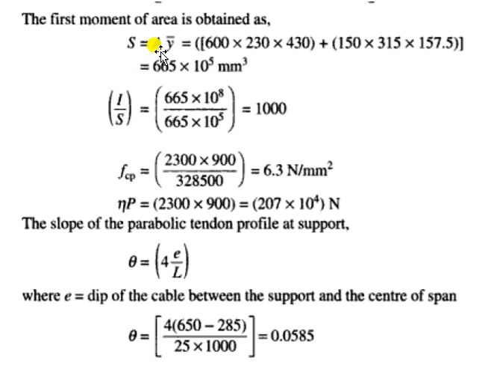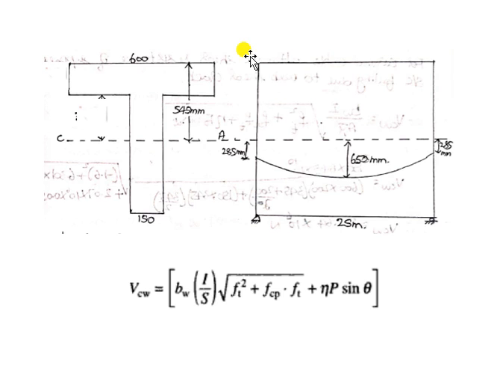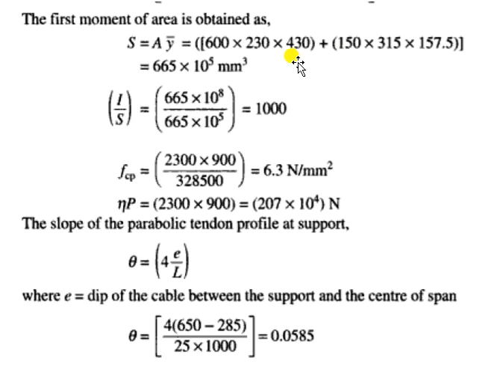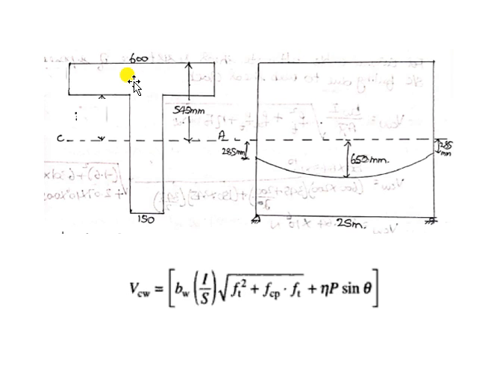You see here, area of the flange is 600 into 230. So 600 is the width and 230 is the thickness, that is the area of the flange. And 430 is the centroidal distance of this flange with respect to the centroidal axis. So from here to here it is 545 millimeter from central axis to the top edge of the member.